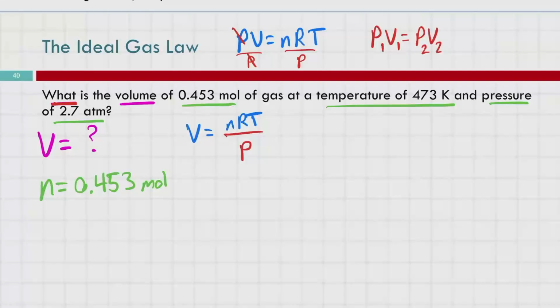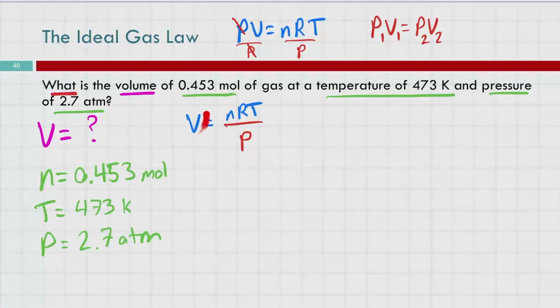So N is moles, temperature 473 Kelvin, pressure 2.7 atmospheres. I would still recommend writing out all of your variables like I've done here, especially because a lot of the times the variables will need to get converted to some other units. That's not the case here, but it will happen in the future, I promise you.